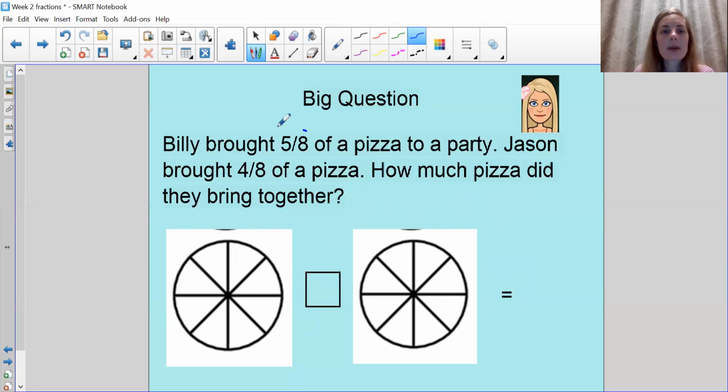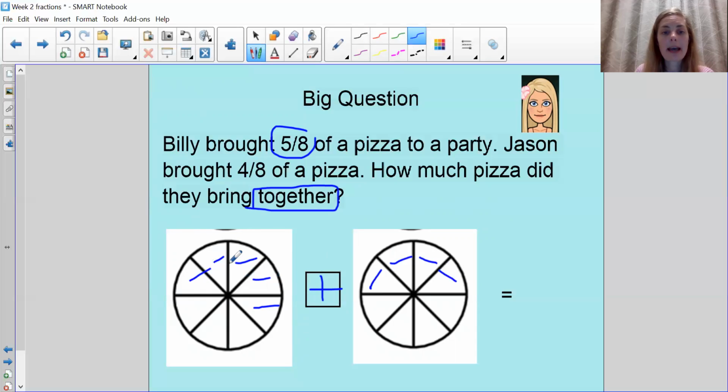Right. So it says Billy bought 5/8. So this is Billy's pizza here, and he's bought 5. So 1, 2, 3, 4, 5. And it says that Jason has bought 4/8. He obviously got hungry along the way. And I want to know how much they bought all together. Okay. So when I see the word together, I know I'm going to be adding. I'm not subtracting. I'm adding these slices.